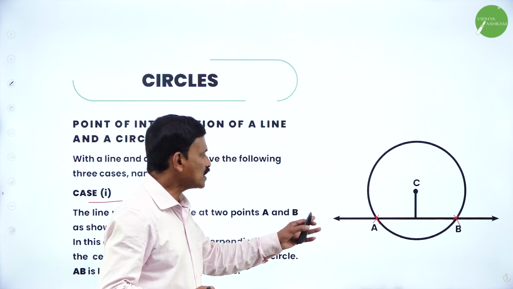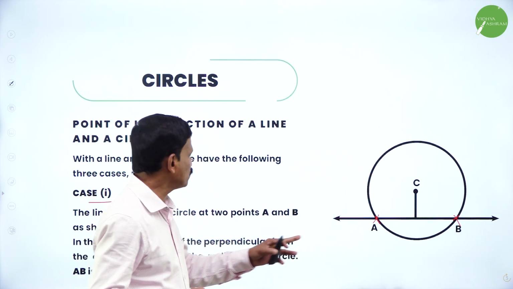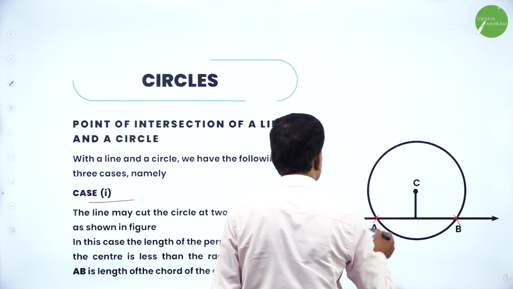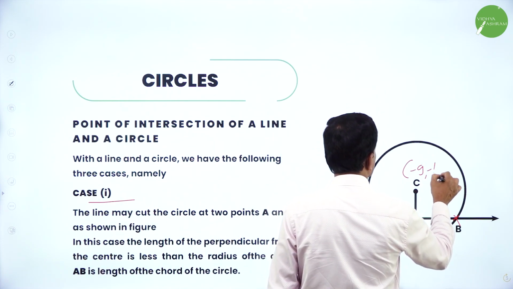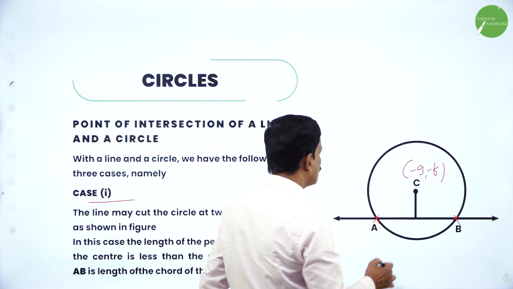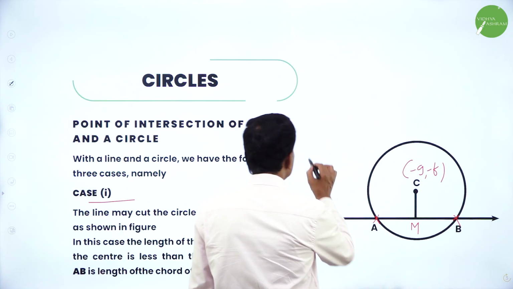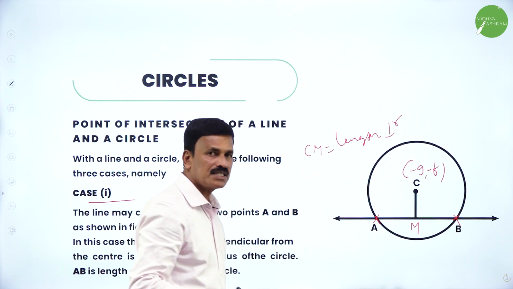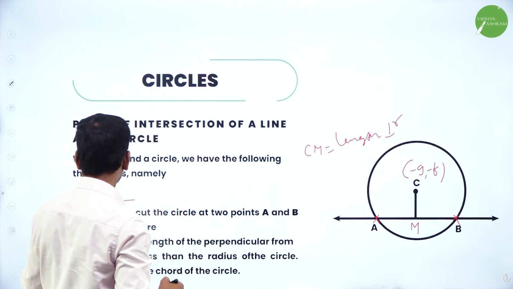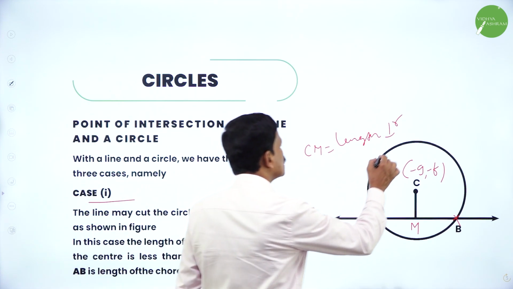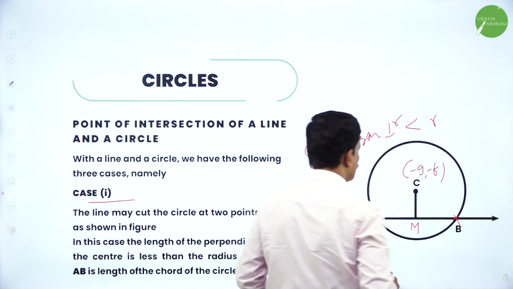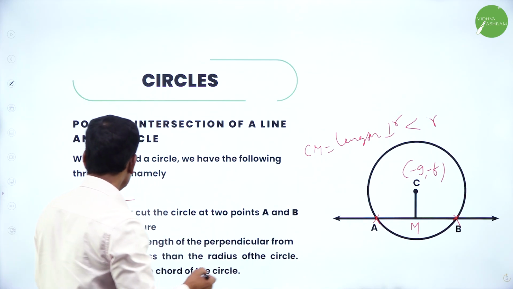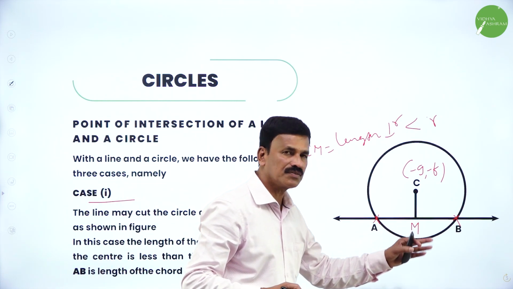Let the line cut the circle at point A and point B as shown in this diagram. In this case, the length of perpendicular from the center, suppose minus g comma minus f is the center, let us call the length of perpendicular CM. The length of perpendicular from the center is less than the radius. So, the length CM is less than the radius of the circle. Here AB is called the length of the chord of the circle.